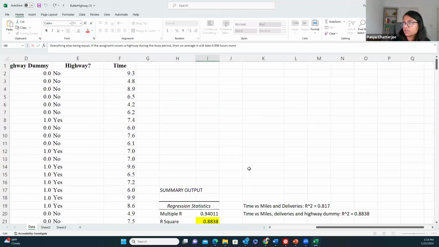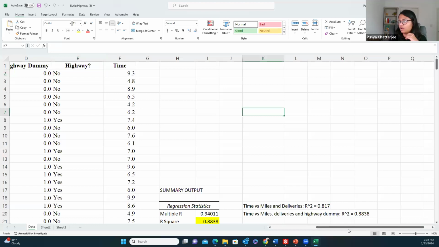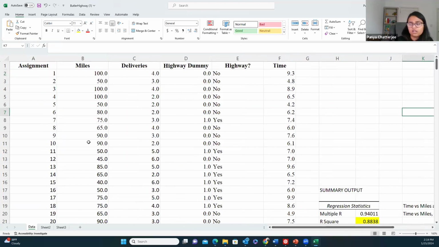All right, so the last thing I want to talk about is how do we know how many dummies to create? So in this case, we just created one dummy. That's a highway dummy. There would be cases where you need to create more than one dummy. So how would you know how many dummies to create?